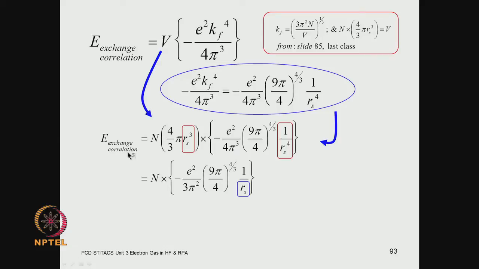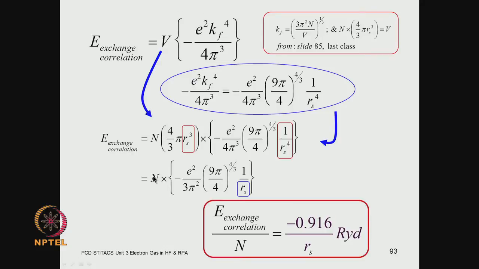The exchange correlation energy, if you divide it by n on both sides, you get the exchange correlation energy per unit electron, and plug in the values of all these constants, 9 pi, e square and everything, then essentially it turns out to be minus 0.916 by Rs. So this is a very simple calculation, just the way we did the previous calculation and got the kinetic energy term as 2.21 by Rs square. This turns out to be minus 0.916 by Rs.